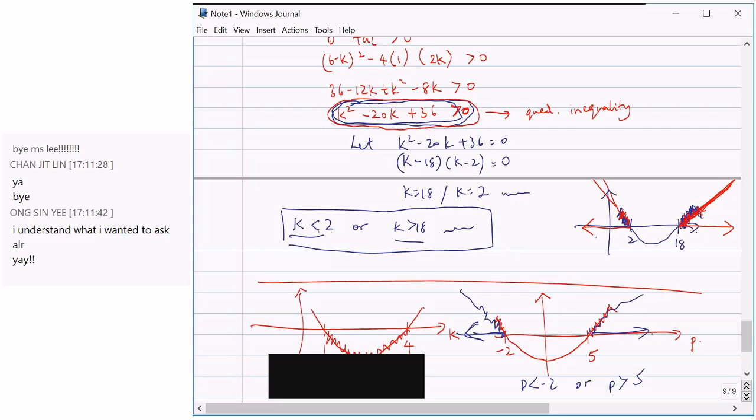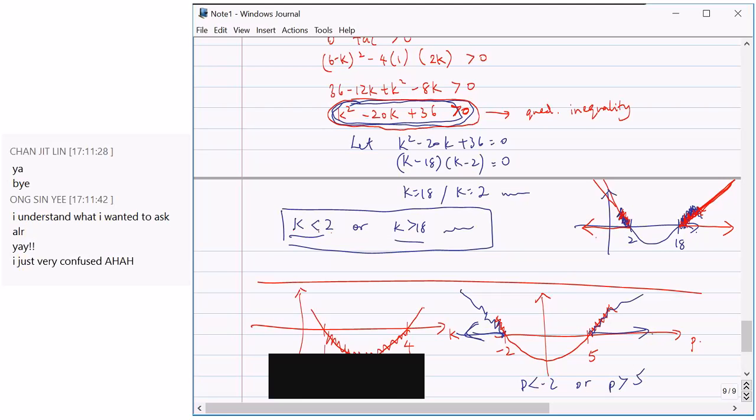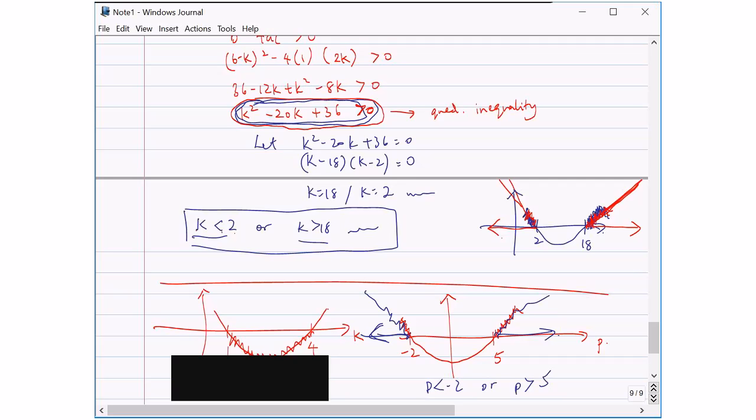Yeah, understanding what you want to ask is very important. Are you alright? You understand? See, it's confusing because we're combining last week's concepts of discriminant with this week's concept of quadratic inequality.